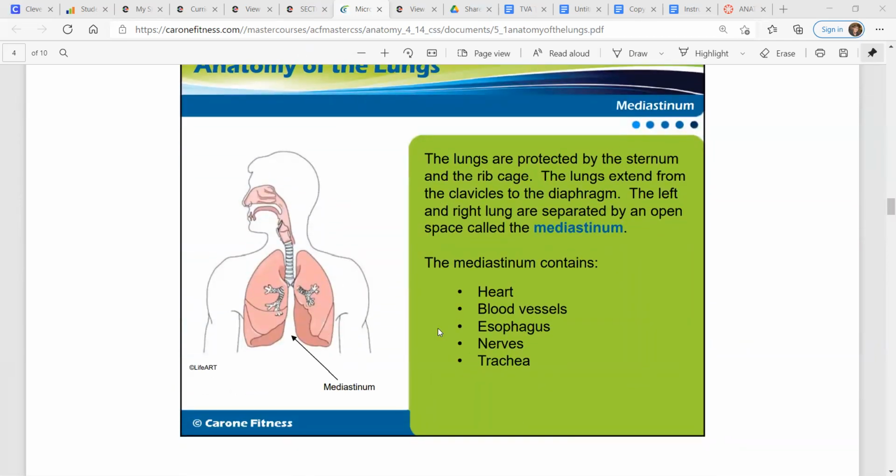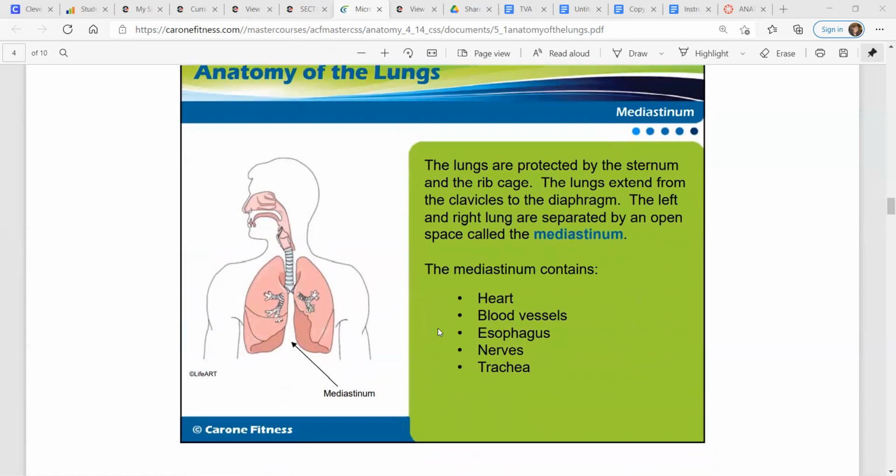The lungs are protected by the sternum and the rib cage. The lungs extend from the clavicles to the diaphragm. The left and right lung are separated by an open space called the mediastinum. The mediastinum contains the heart, blood vessels, esophagus, nerves, and trachea. So here we go.